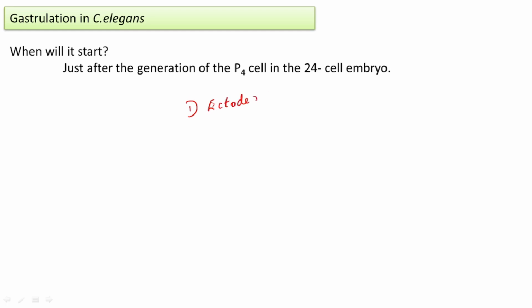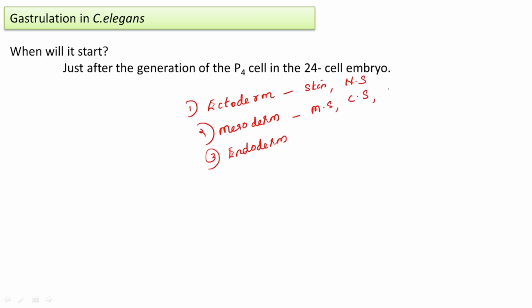ectoderm, mesoderm, and finally endoderm. Ectoderm will give rise to the skin and nervous system. Mesoderm gives rise to the muscular system, cardiovascular system, and the reproductive system.